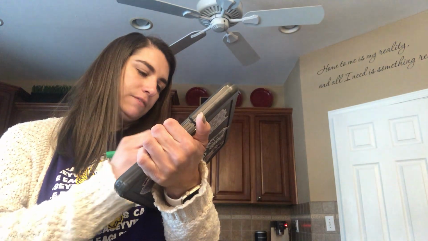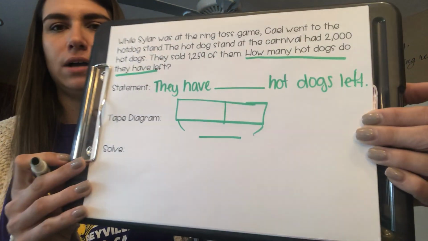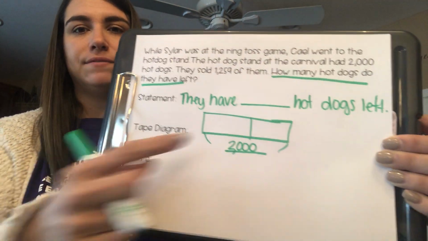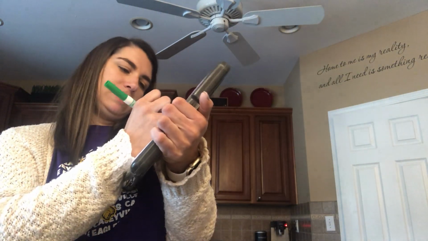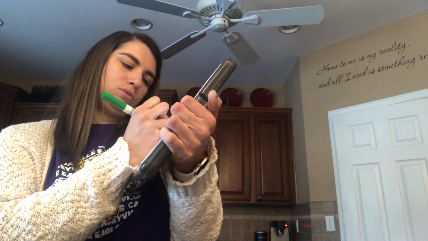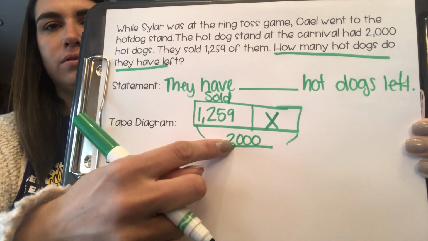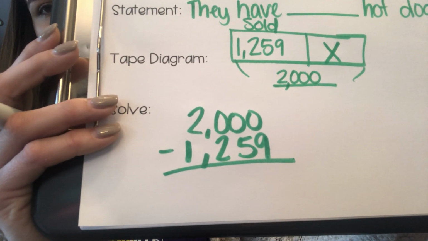So the tape diagram, same thing from before. We're gonna draw our 2 boxes and the total. We know how many total hot dogs they started with, which was 2,000. Same thing as before, we have some left, so that's one of the parts. So it's gonna be the X. And then the other one is how many they've sold already, and they've sold 1,259. So again, I have part, whole, so I'm going to subtract. So I have 2,000 minus 1,259. If you didn't subtract when you solved, go ahead and pause your screen and do that now.